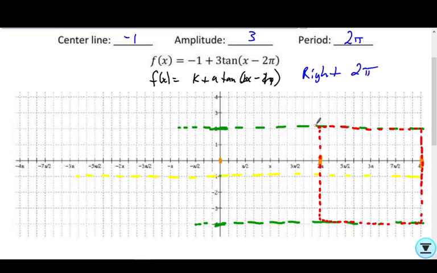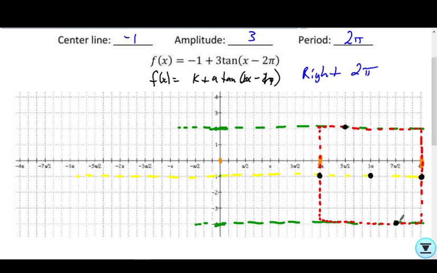Okay? Then, since I'm graphing tangent, what I do is I graph the key points for sine. So sine has its zeros on the center line, so at the beginning, end, and right in the middle. Then a maximum, and then a minimum. Okay?